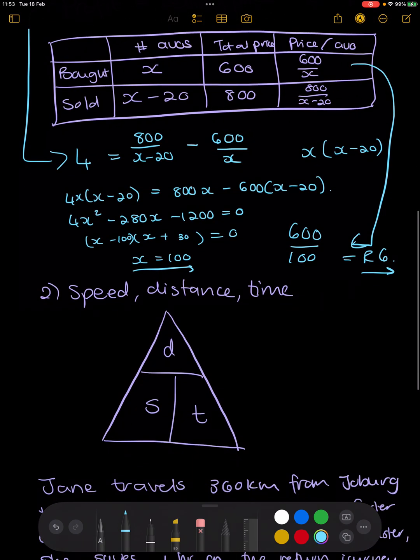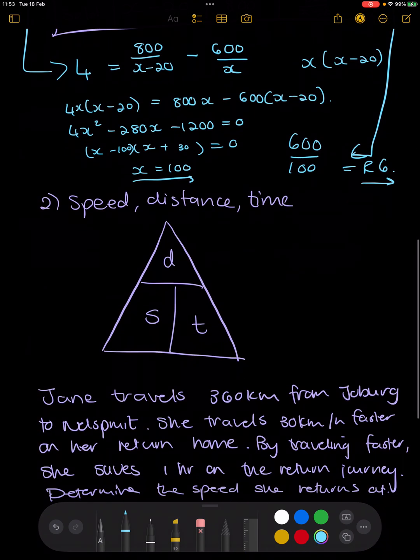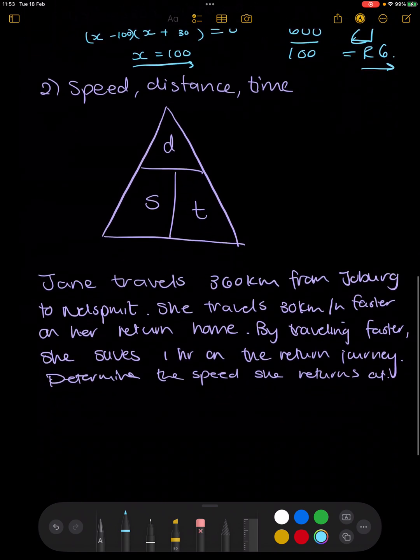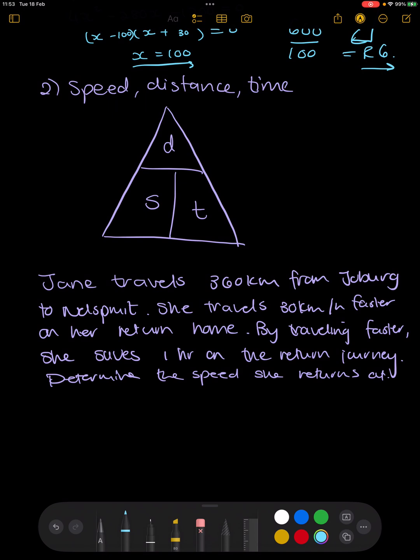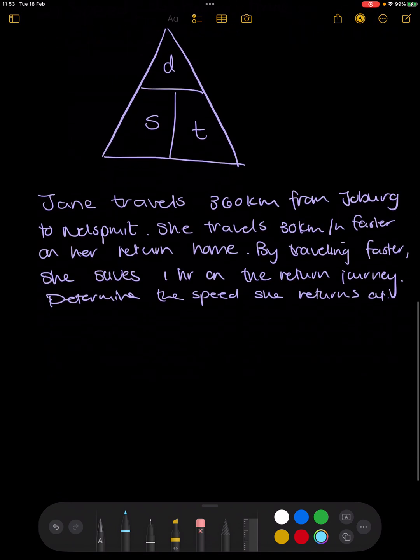Alright, now the next question we're going to be looking at is the speed, distance, and time question. So always remember your distance is equal to your speed multiplied by your time. So Jane is traveling 360 kilometers from Johannesburg to Nelspruit, where she travels 30 kilometers per hour faster on her return home. By traveling faster, she saves 1 hour on the return journey. Determine the speed she travels at.